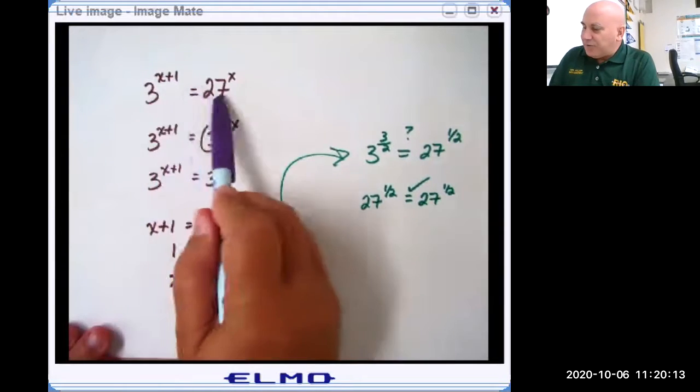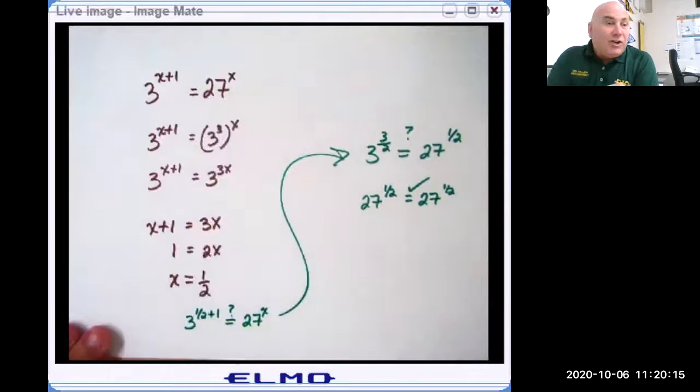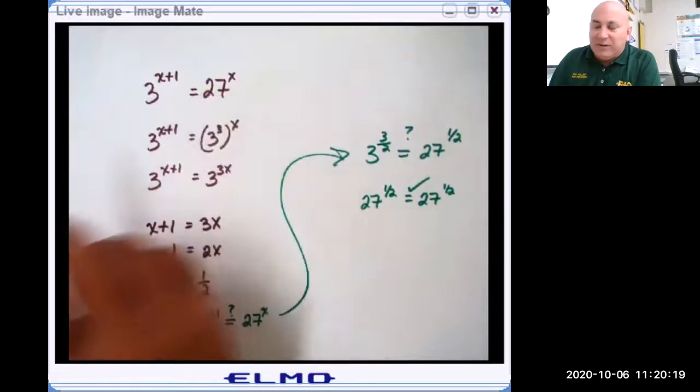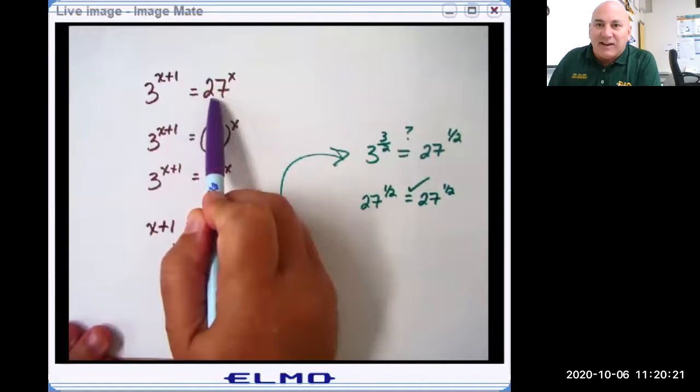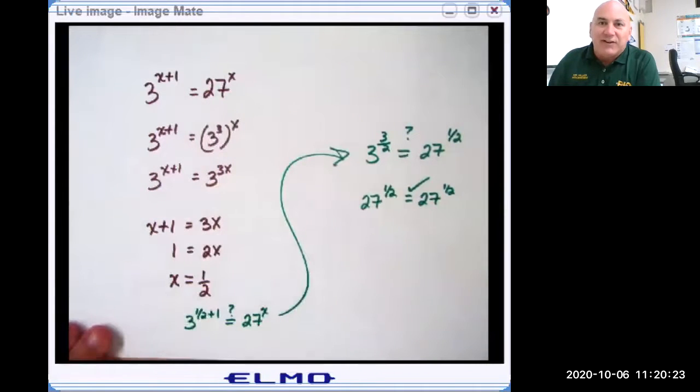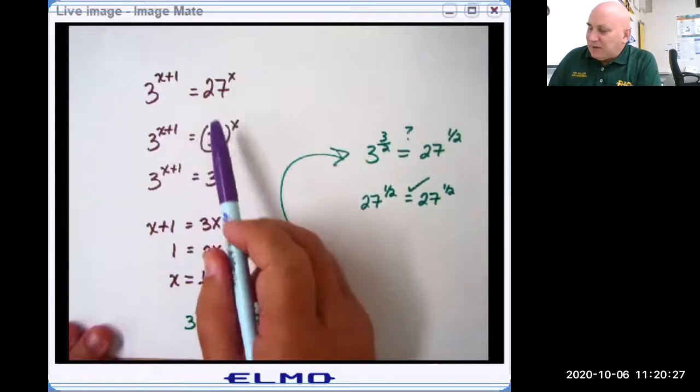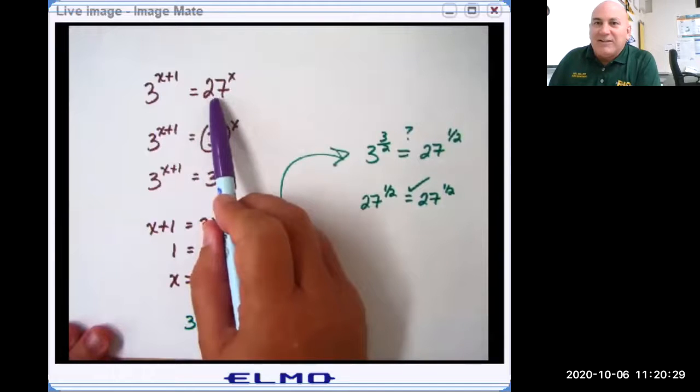Do we have to get both of them with the same base? You don't have to. Once we do logarithms, we could solve this problem even if that were 28 to the x. We'd be able to solve this for x. But for right now, we want to try it with getting both sides with the same base if we can.